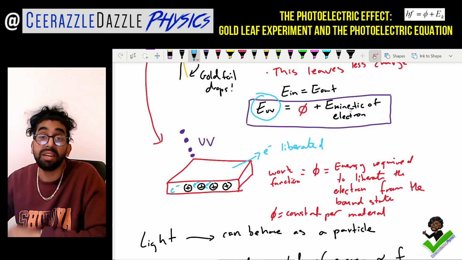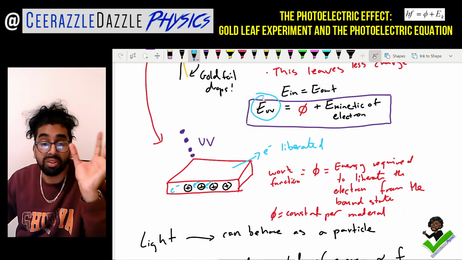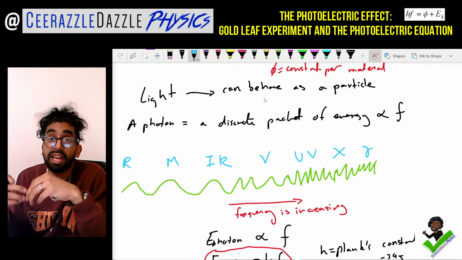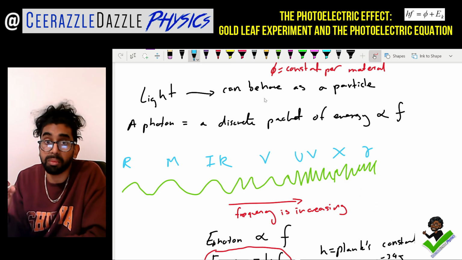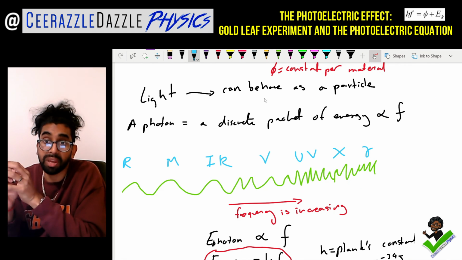Then we said that we have to talk about the energy coming in, and then we talked about light behaving as a particle. So light behaves as a particle, and we're going to say that light travels as photons. Photons are basically a discrete packet of energy. Imagine them arriving like paintball pellets.